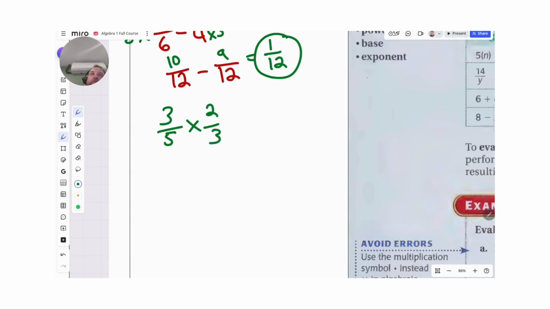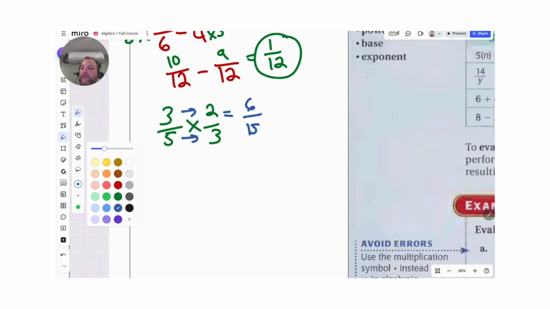These are fairly straightforward. We're just going to multiply straight across our numerators and our denominators. 3 times 2 is 6, and 5 times 3 is 15. 6/15. Now, how do we reduce this? How do we simplify this? We're looking for a common factor, the greatest common factor that can divide both of these down.